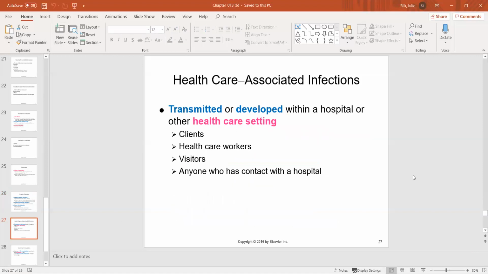All right, and then there's healthcare associated infections. So this is transmitted or developed within a hospital or other healthcare setting. So this would be if you come into the hospital for something totally unrelated, and then you end up going home with something else that you didn't come in for. So like you got pneumonia in addition to something else that you came in for. Typically you're going to develop symptoms within 48 hours after you get admitted. So this can be transmitted through healthcare workers, visitors, other patients. It could be anyone who has had contact with this person in the hospital.